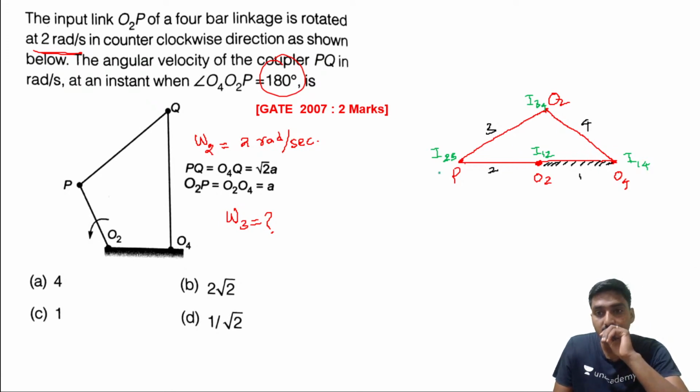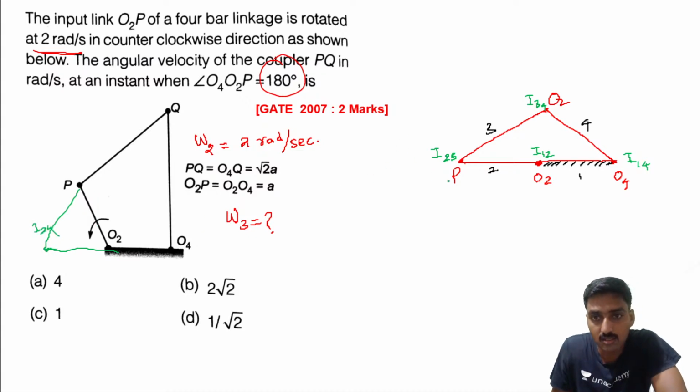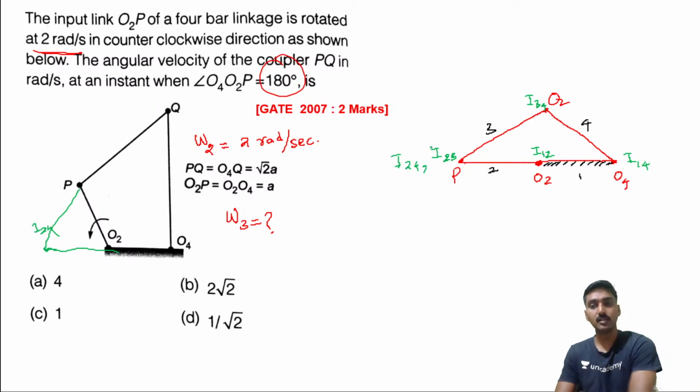Link 3 and link 1 extended. So we are extending it. Actually, if you are extending link 1 and 3, we are getting the point. It's I24. The I24 lies on the same point as I23. Both are same.